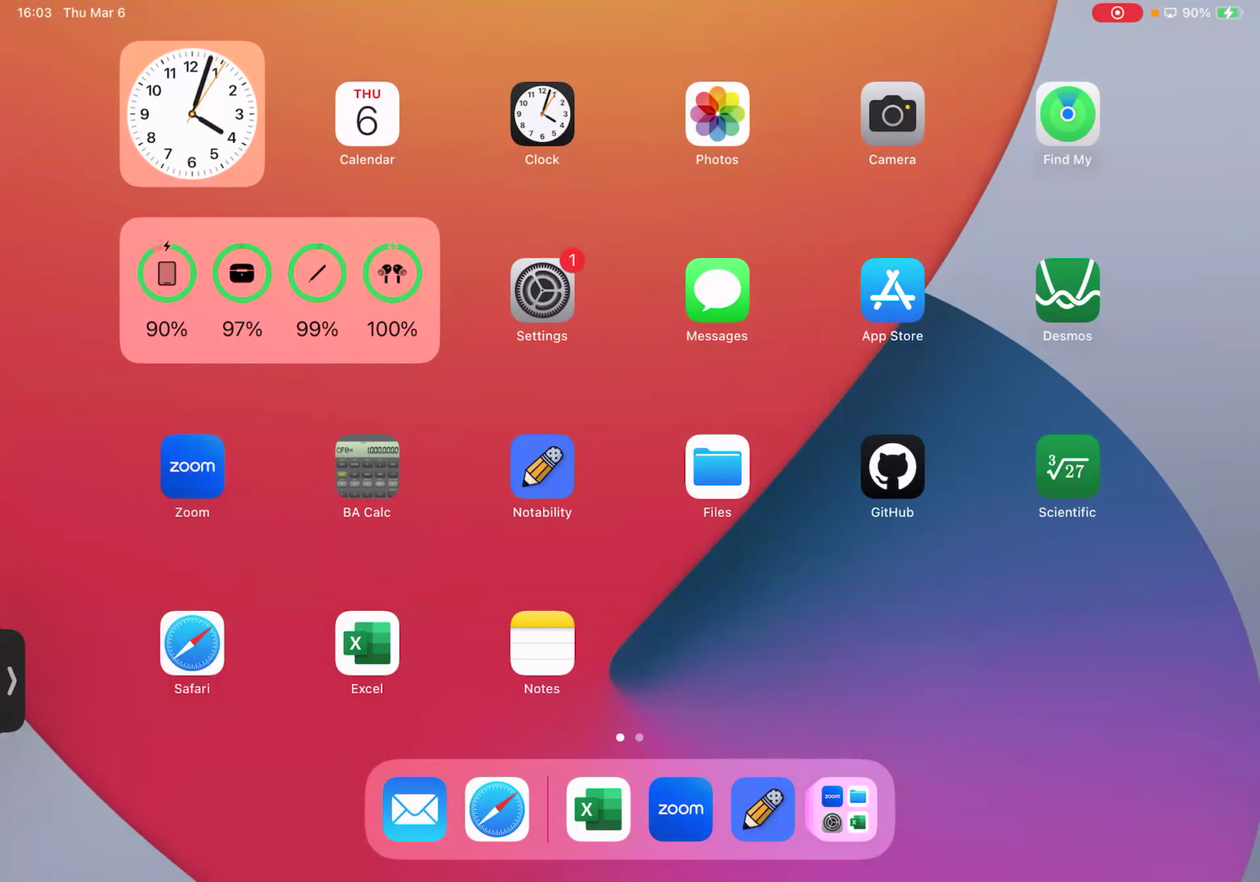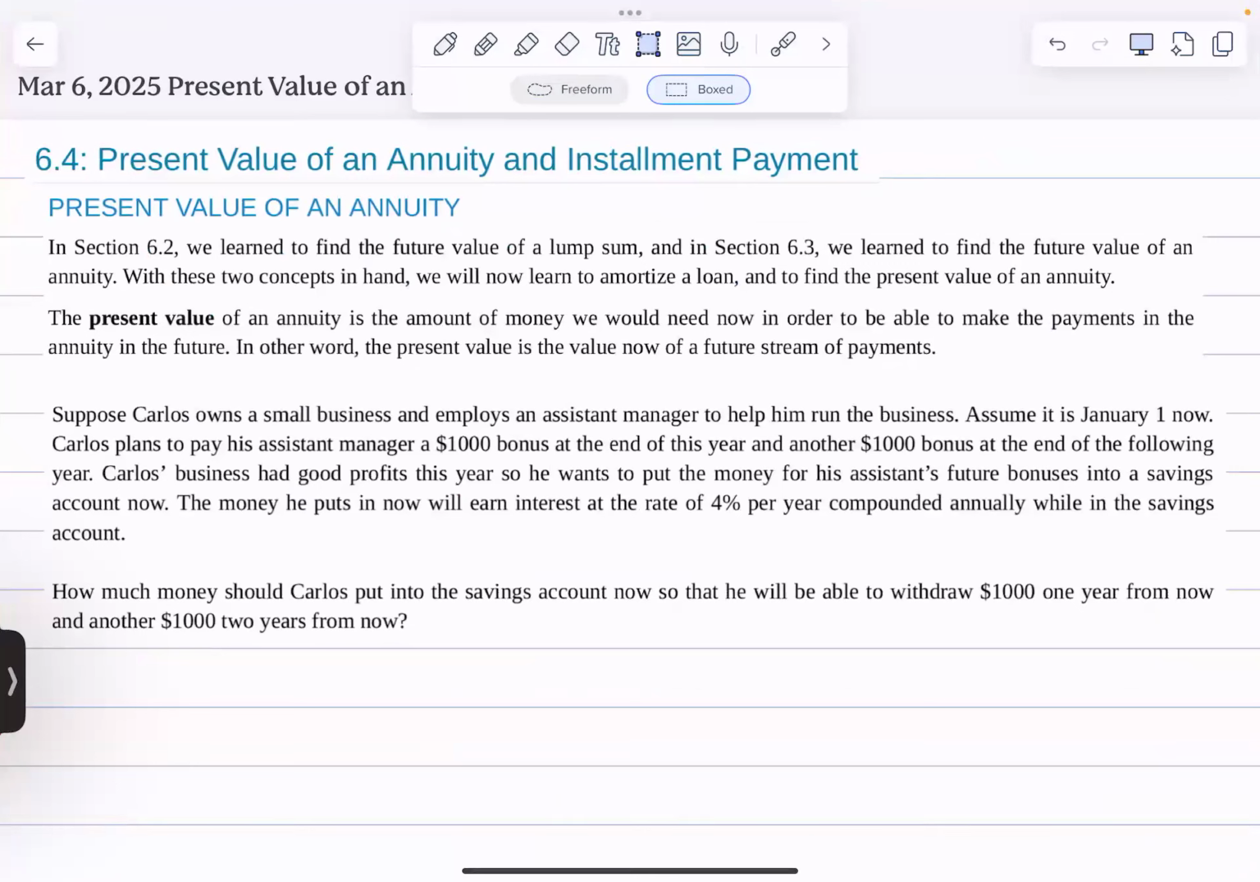Hey guys, so today I'm going to teach you about present value of an annuity and installment payments. Really quick, easy. No, takes 2 hours. We'll see. Probably not, but we'll see.